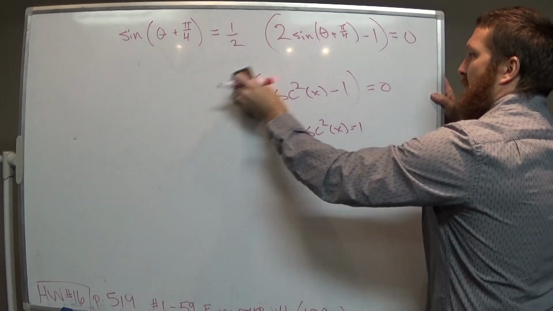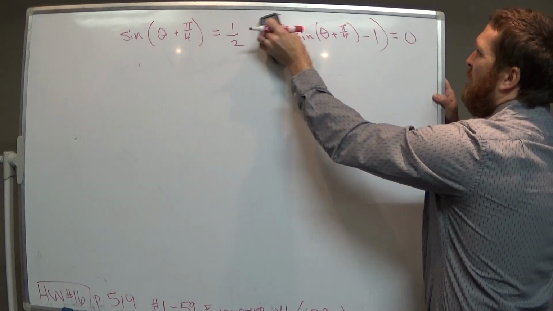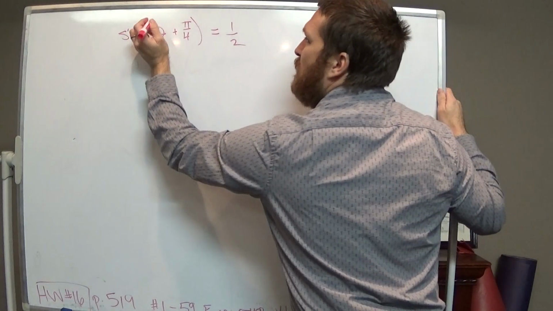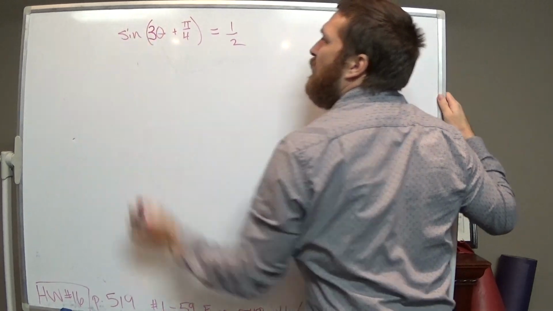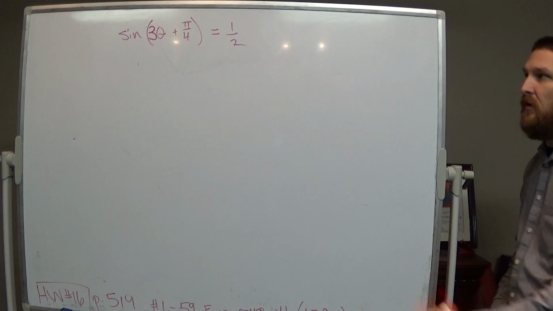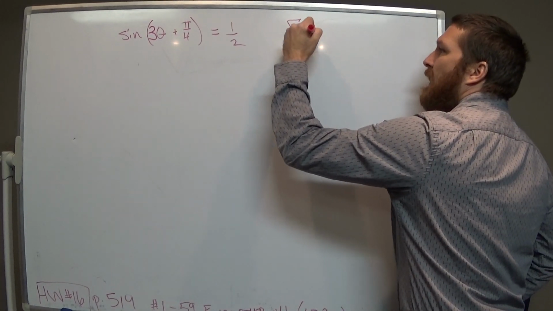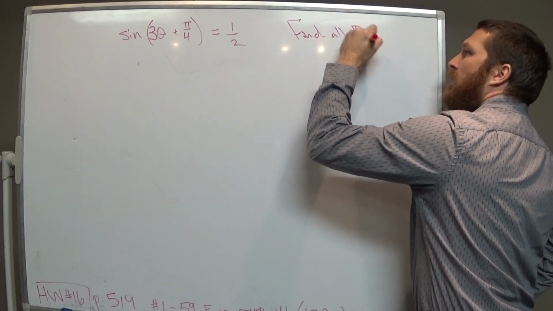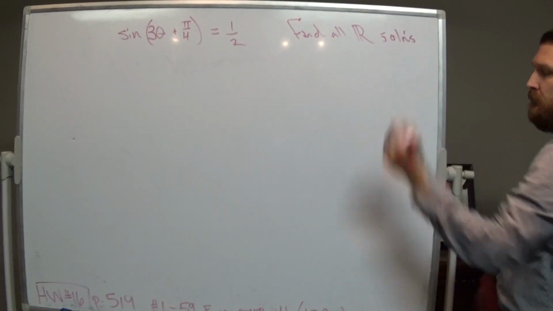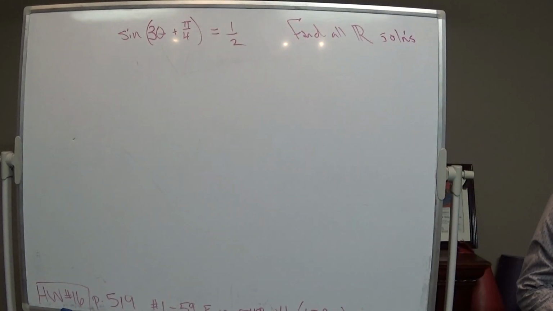Just because we're running short on time, I was going to do another one after this, but let's go kill 2 birds with 1 stone. Let's say that it's 3 theta plus pi over 4. So this is one of the kinds that you're going to do. And do find all real values. Solutions. All real solutions.